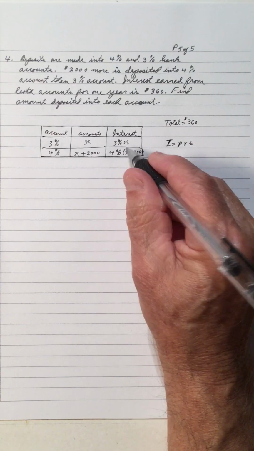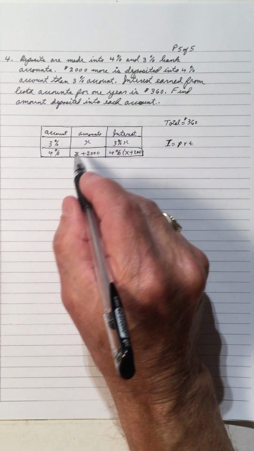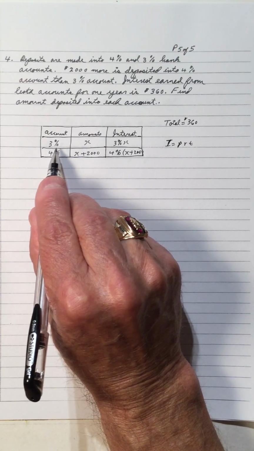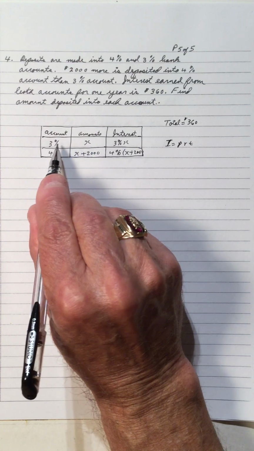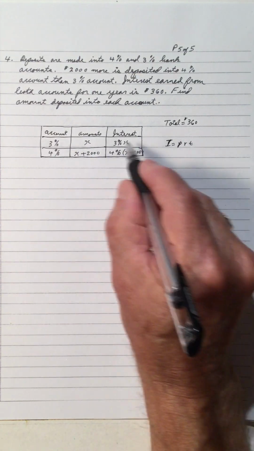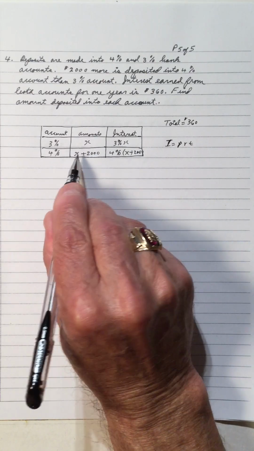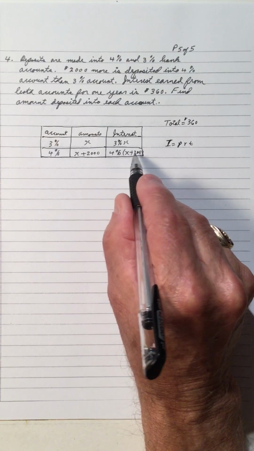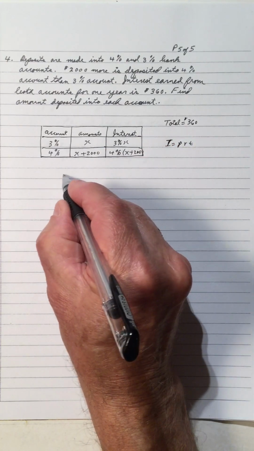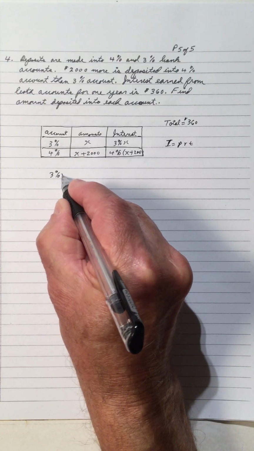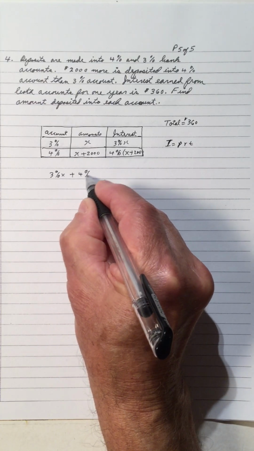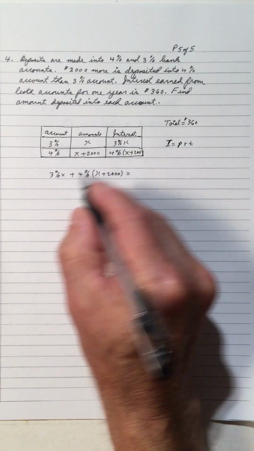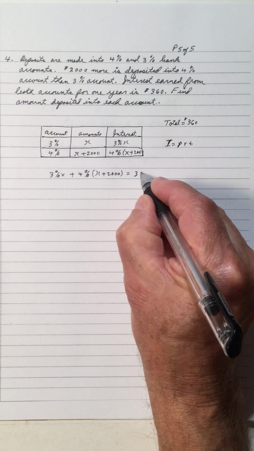So the interest equals principal times rate. Principal is X times the rate, and times 1 gives you this. And we have the principal is X plus 2,000 times 4%, times 1 gives you this. So this is the interest, so we put the two of them together. So 3% times X plus 4% times X plus 2,000. And this interest adds up to 360.